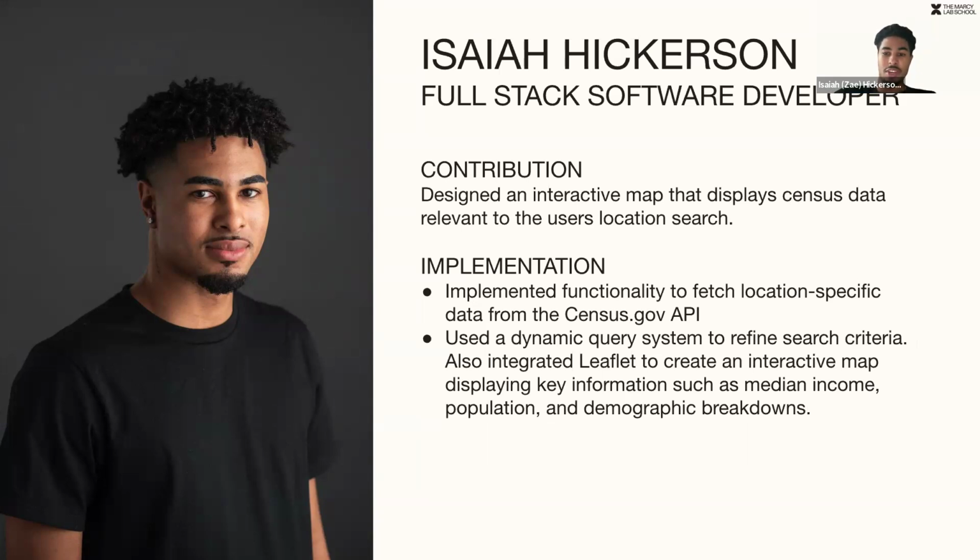With these coordinates, I made a fetch request to the Census Bureau's API to obtain the state and county codes for the specific location. Using these state and county codes, I then made another fetch request to the Census Bureau's API to retrieve specific census data such as population and median income. This way, the user search query is matched with the census data, allowing me to display relevant information about the selected location.